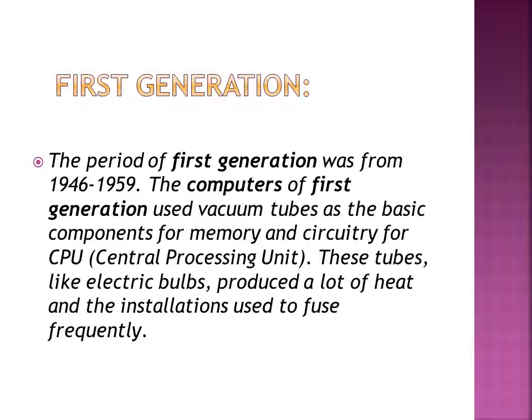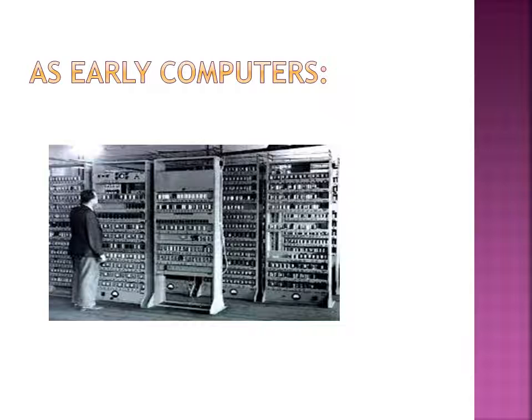First generation. The period of first generation was from 1946 to 1959. The computers of first generation used vacuum tubes as the basic components for memory and circuitry for CPU. These tubes, like electric bulbs, produced a lot of heat and the installations used to fuse frequently. You can see the picture of early computers here.